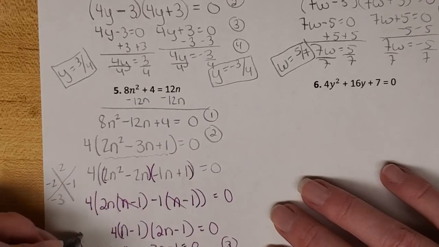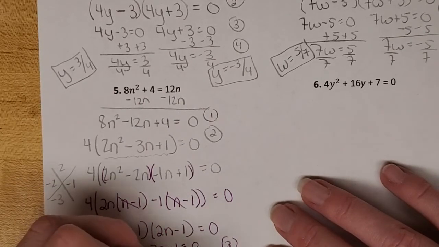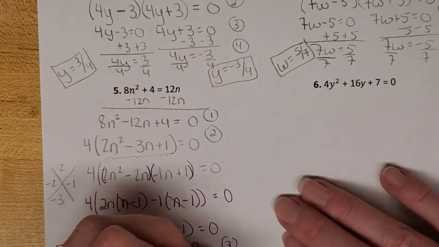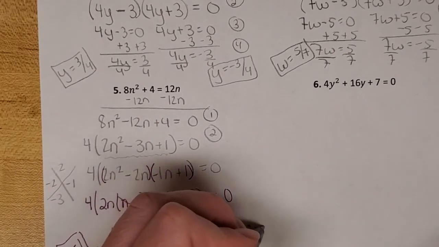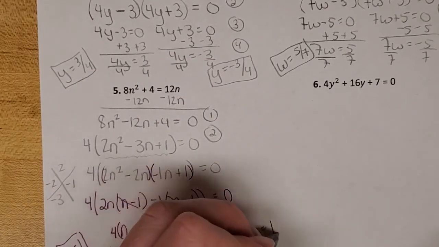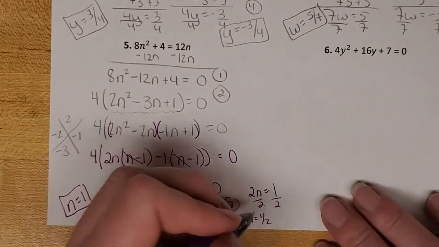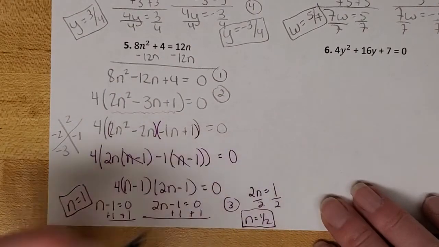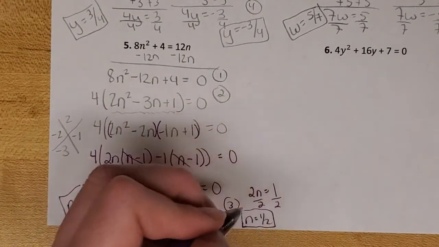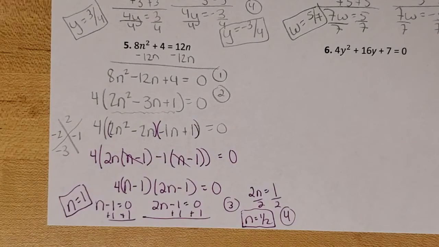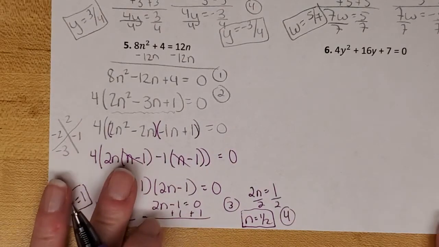N equals 1. And we're going to add 1 to both sides here. And we get 2n equals 1. And then we divide by the 2. N is 1/2. So that's step 4, solving. So now let's look at number 6.